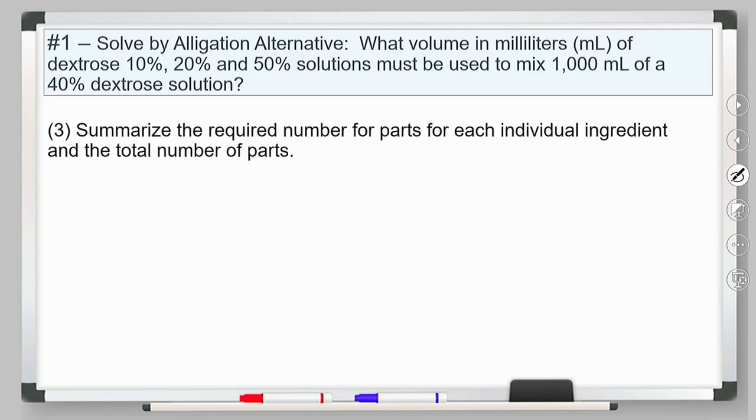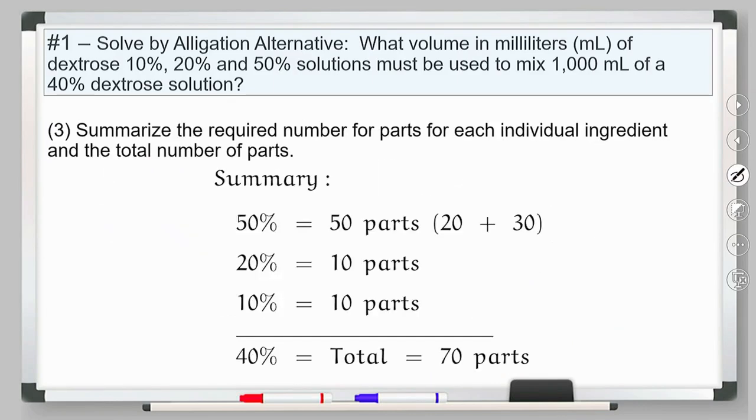How many parts of the 50% do we have? 50 total. So the next step, to summarize all that, is to make sure you line up all of the parts because there's a lot of ingredients there. So for the 50%, we had 20 plus 30, so there's 50 parts of the 50%. We only used the 20% once and it had 10 parts. We only used the 10% once and it had 10 parts. Everyone okay where that came from with what we just did?